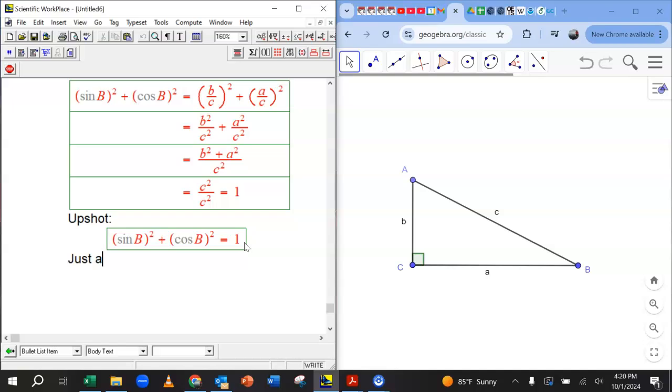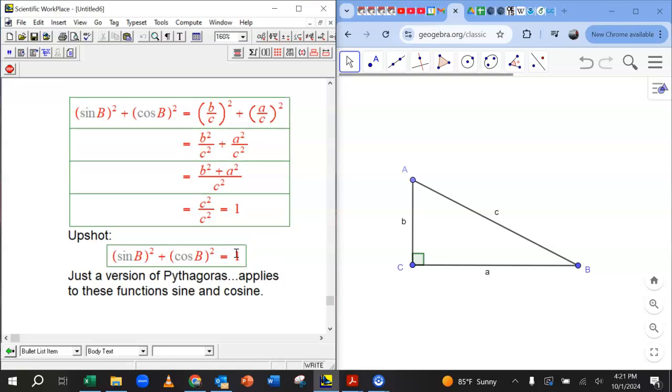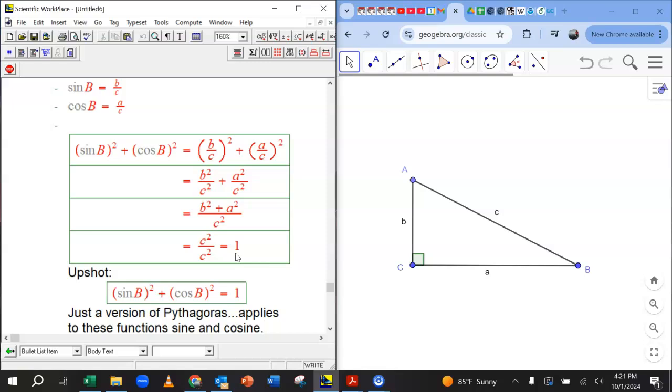This is really just a version of Pythagoras, but one that applies to these functions, these quantities, sine of an angle and cosine. That's a very profound thing, and you use it many, many times from now on. And if you're following the sequence I'm imagining for my class, it gets used in the law of cosines derivation right away.